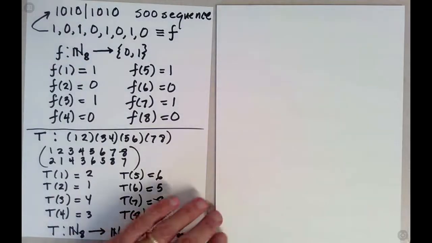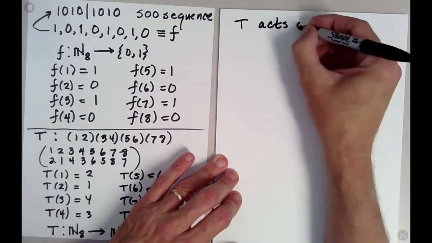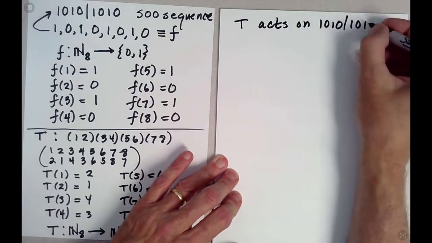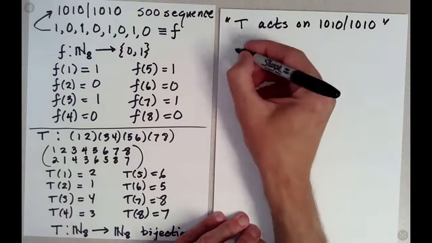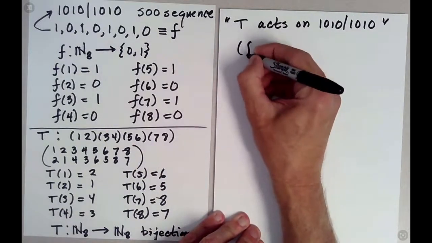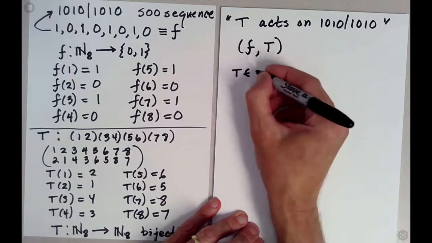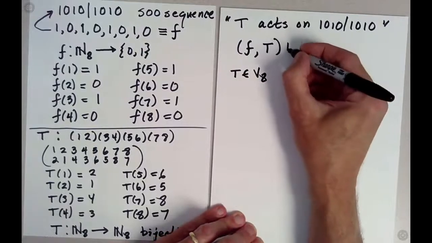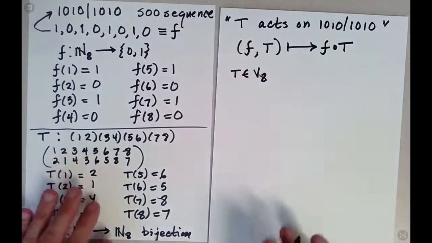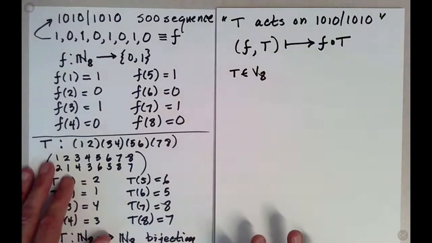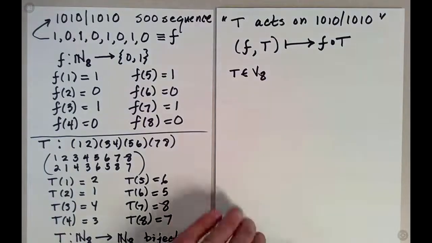So we can say that this is what will happen. So T acts on f can be described as follows. So what's happening here is that what we called our function f, and then our group element t, which is coming from our group V8, that is being assigned to f composed with t. Okay, so that's really what we need to figure out to see the result of the action of the group element T on our CMA sequence.